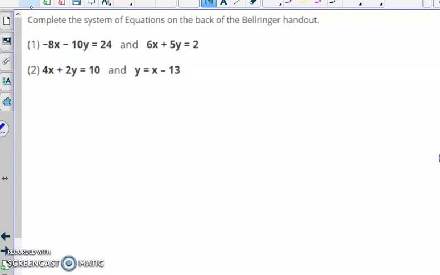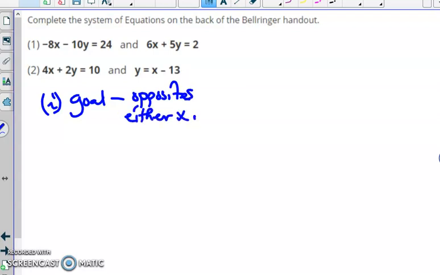For the second one, the objective, or the goal, is to get opposites, either for x or y. So right now we don't have opposites. If I'm looking at the x's, I'm just going to ignore the negative sign. So the two numbers are 6 and 8.